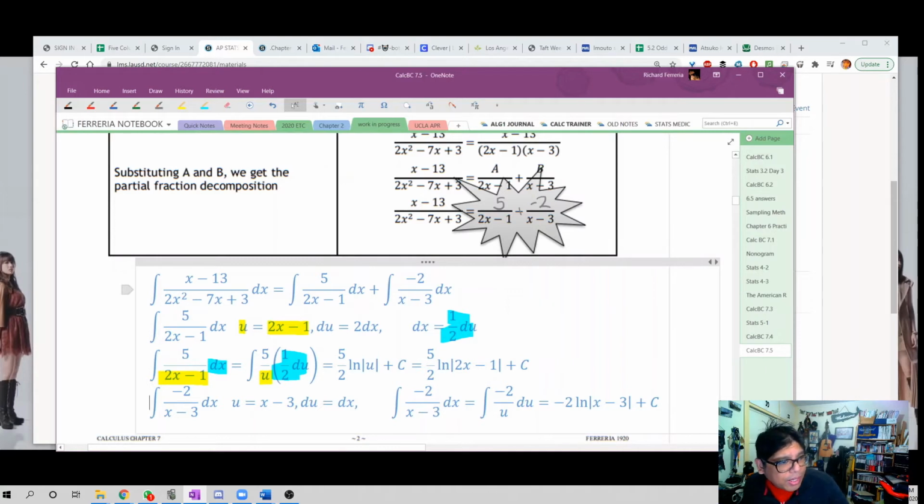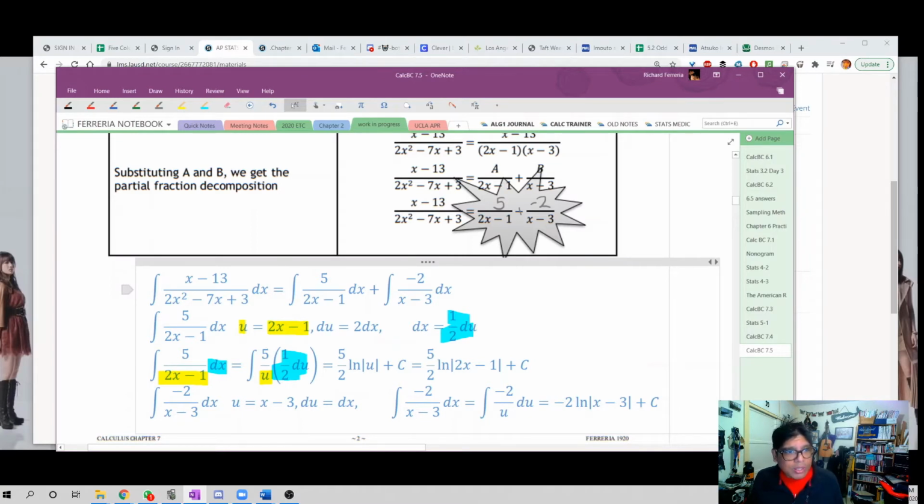Taking a look at this, the u is going to be x minus 3, that's the denominator. du is going to be dx, so really this isn't going to, quote, cost us anything to make the substitution. So we'll get negative 2 over x minus 3 dx is going to be equal to negative 2 over u du, which is negative 2 natural log of u. And of course, remembering that u is x minus 3, we get minus 2 natural log of x minus 3.